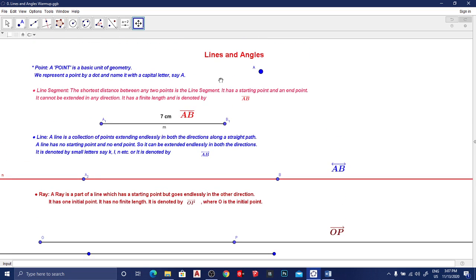In the next class we will learn the types of angles. Up to now I would like to conclude this session. Good day to all of you.